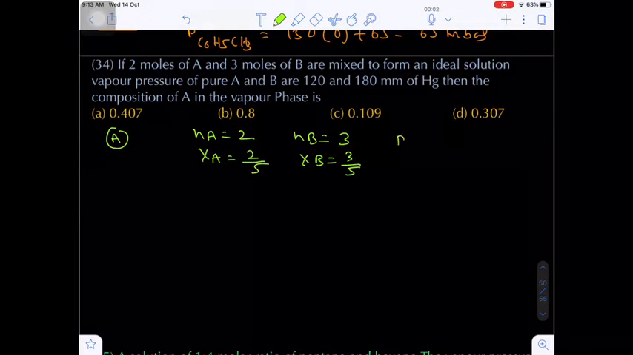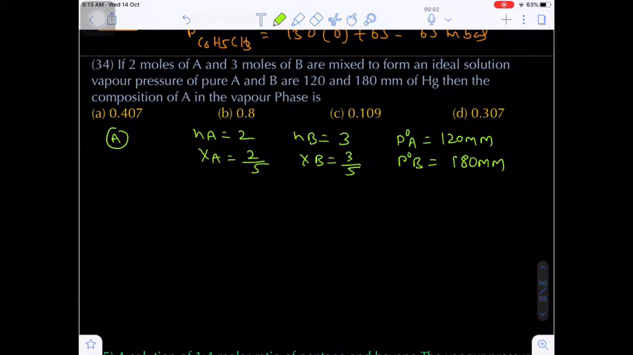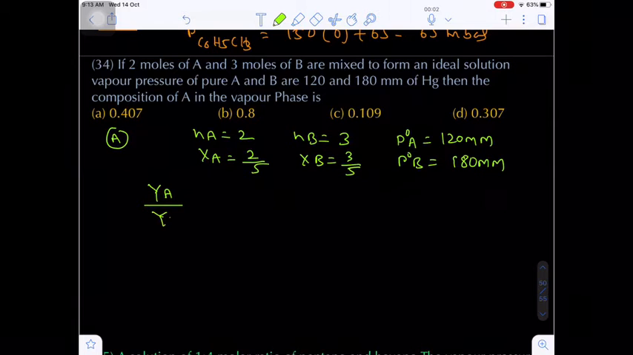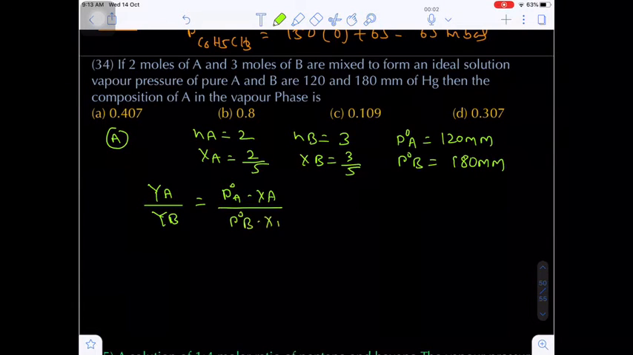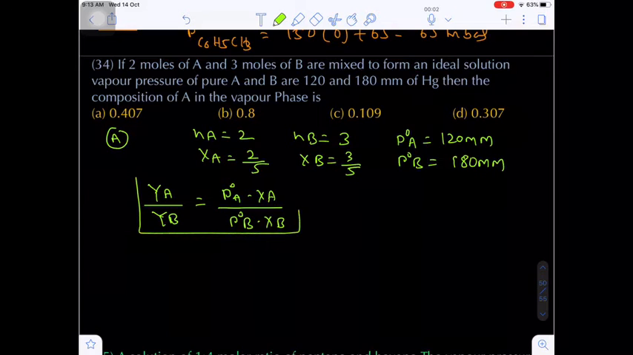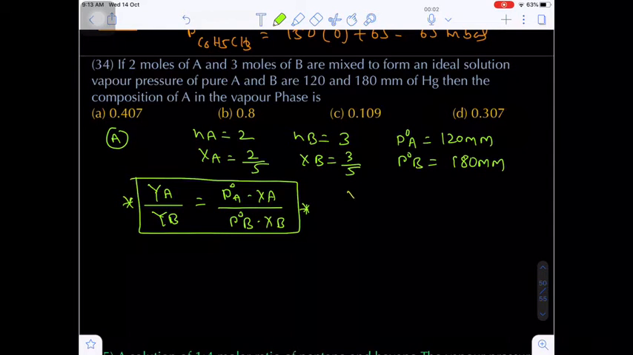Are you getting my point? Now what is the pure vapor pressure of component A? That will be 120 mm, and the pure vapor pressure of component B will be 180 mm. Okay. Now let's suppose YA and YB are the mole fractions in the vapor phase. Then we have one relation: YA upon YB equals P naught A into XA upon P naught B into XB. Remember, this is a very useful relation between the mole fraction of a component in the vapor phase as well as in the liquid phase.